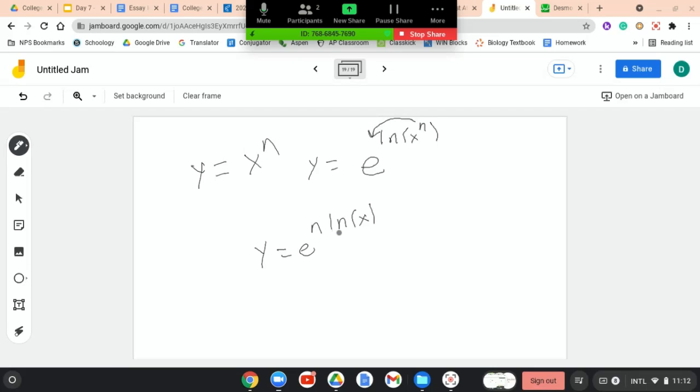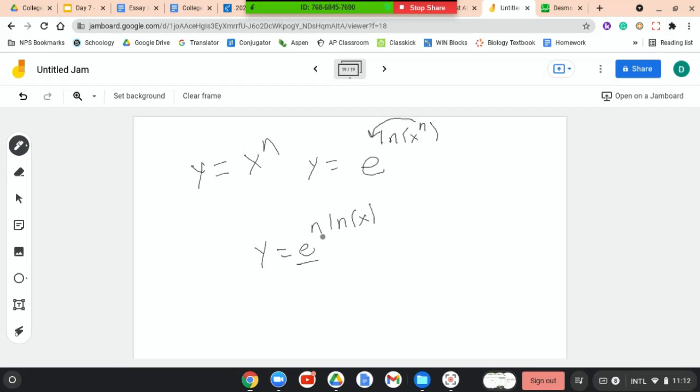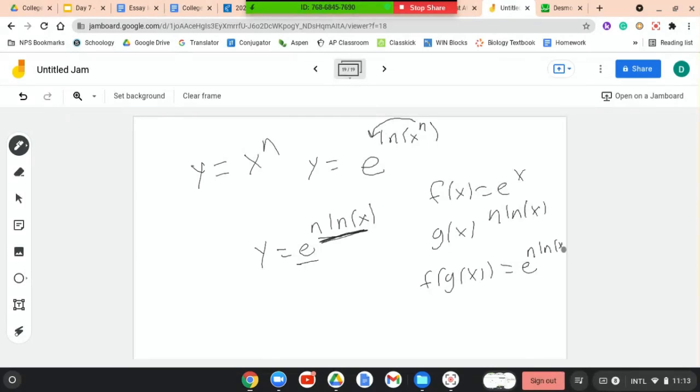It's just going to be the chain rule, right? We're taking e and sticking this function inside e to the x. So f of x is e to the x, and g of x is n times ln x. You can see how f of g of x is e to the n ln x.